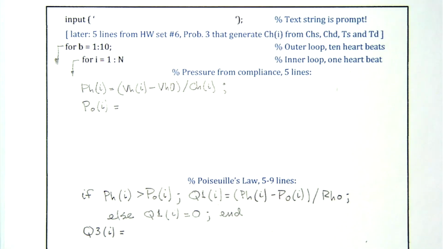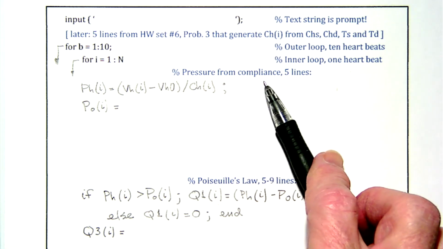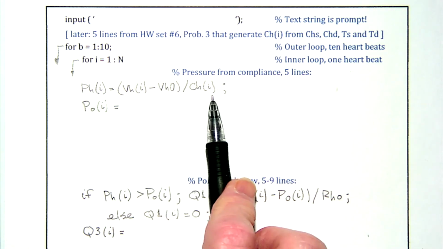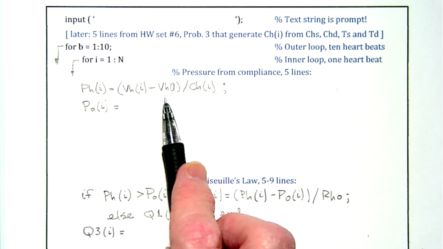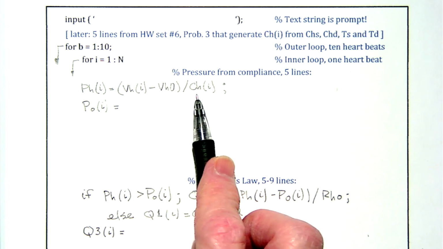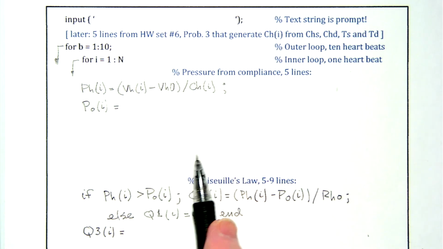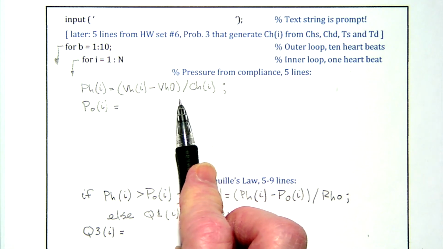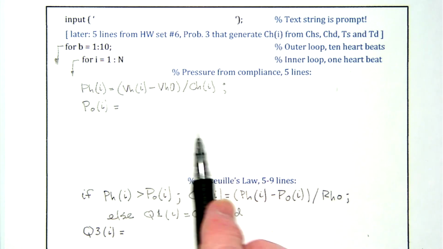The first section that we encounter in that inner for loop is where we calculate pressures from compliance. And here is an example of one of the lines where we calculate the pressure in the heart based upon the volume in the heart at that particular time step and the compliance in the heart at that particular time step. There will be 5 of these lines. We wrote a sample of those lines in last week's lab, but you've also written a couple of those lines for your homework set last week, homework set 5, problem 2, which we call the mini major project. You'll need 5 lines here.